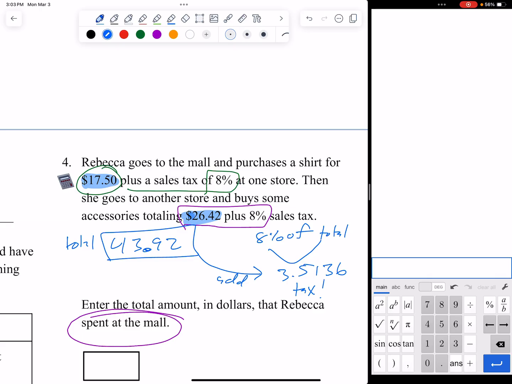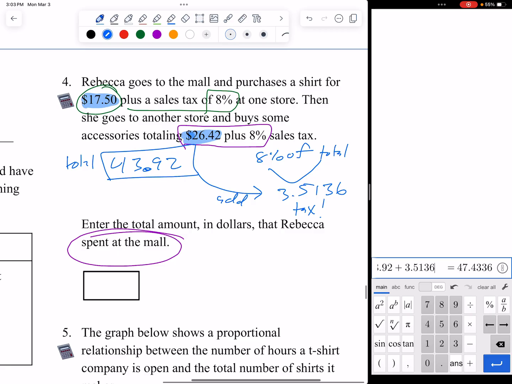So now I'm going to take 43.92 and add 3.5136. And it says that my total is 47.4336. Now, did it tell me to round? It did not tell me to round. So here's the kicker. If it does round, you can text that as your answer.